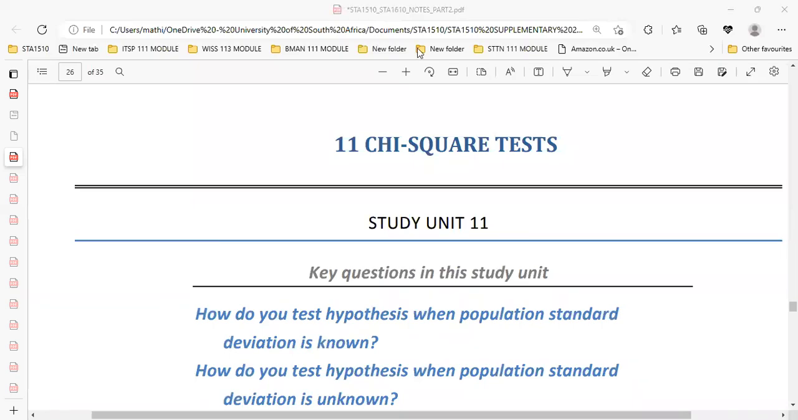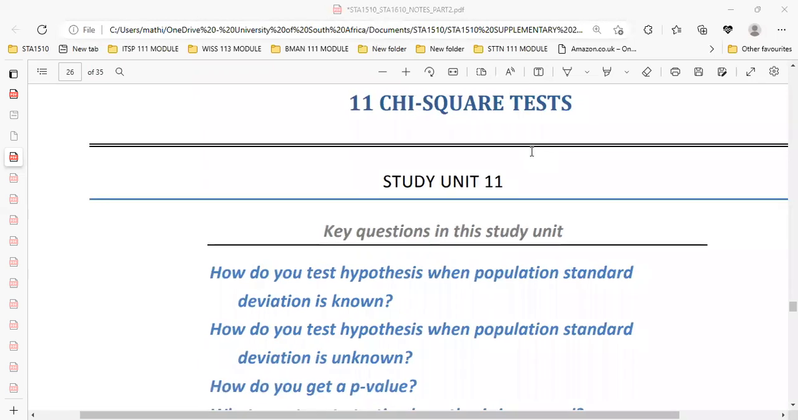Okay. The reason why they say it's chapter 11 here is because of the combination of STA1510 and STA1610. So those who are doing STA1510, this is chapter 10, the chi-square test.